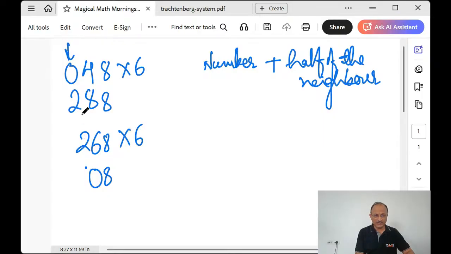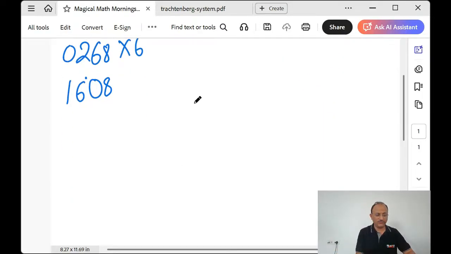Then the next number is 2. Half of 6 is 3. 2 plus 3 is 5. Here the carry is 1, so it will come 6. And what is the last number? We consider it as 0. Half of 2 is 1. When we add it, it is just 1. 1608. Let's take one more number to make it much more familiar.